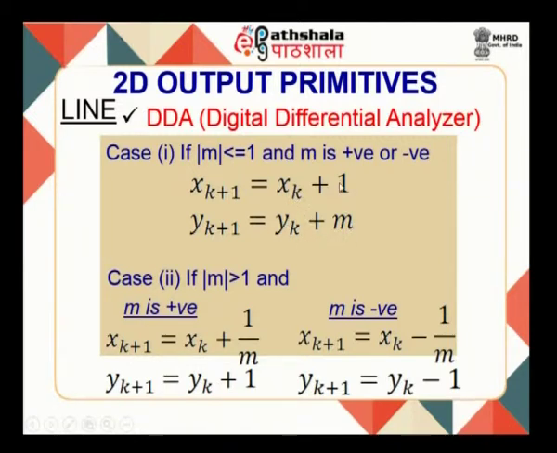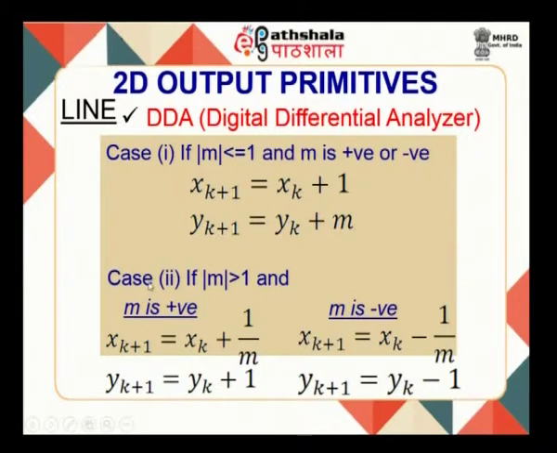We call 1 the increment for x, and we call m the increment for y, and these equations, as you notice, are recursive in nature. That means every previous value is taken for computing the next value. So, unless we start with a known point on the line, we cannot compute the other points on the line.